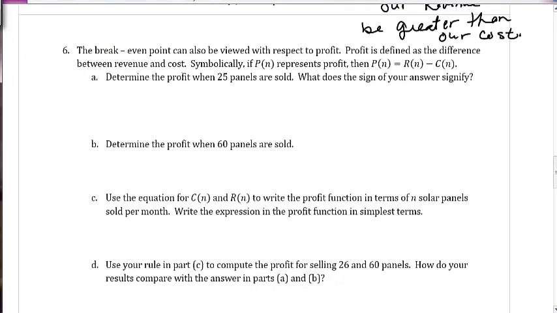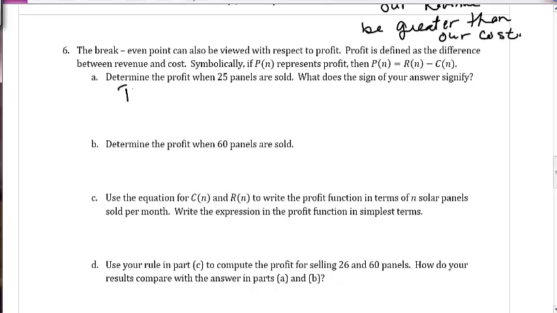The break-even point can also be viewed with respect to profit. Profit is defined as the difference between revenue and cost. Symbolically, if P of n represents profit, then P of n equals R of n minus C of n. Determine the profit when 25 panels are sold. What does the sign of your answer signify?